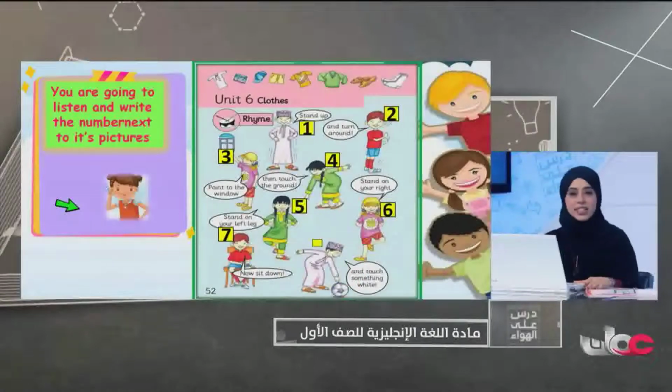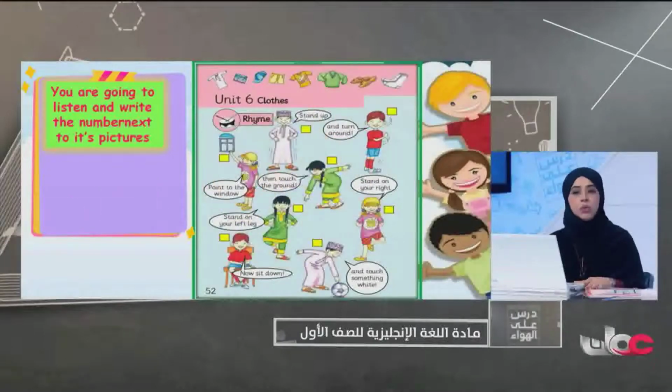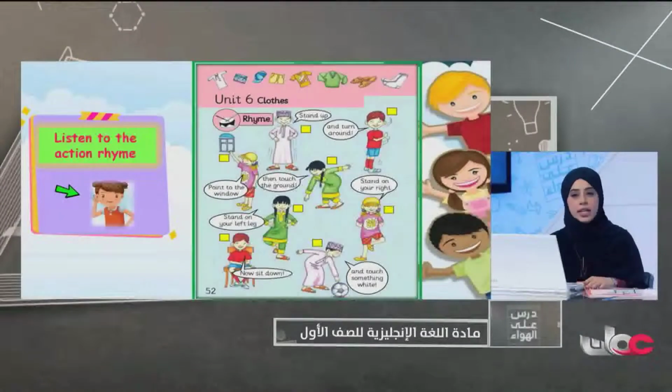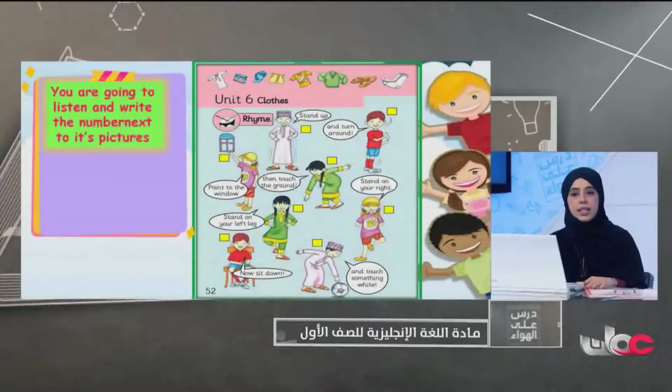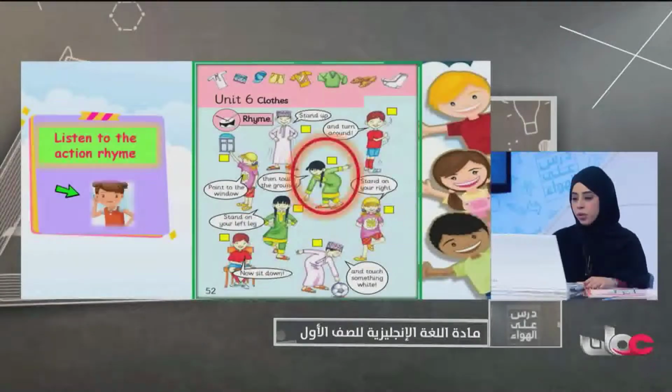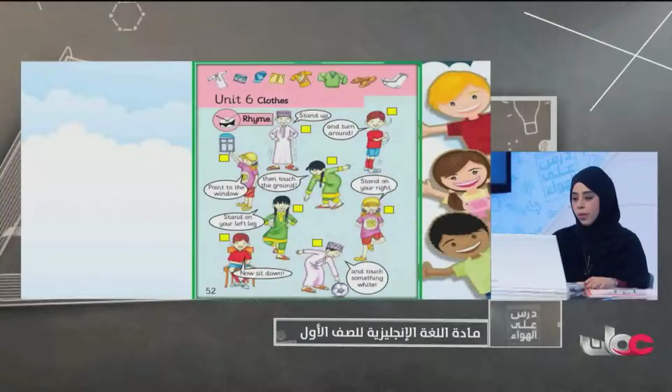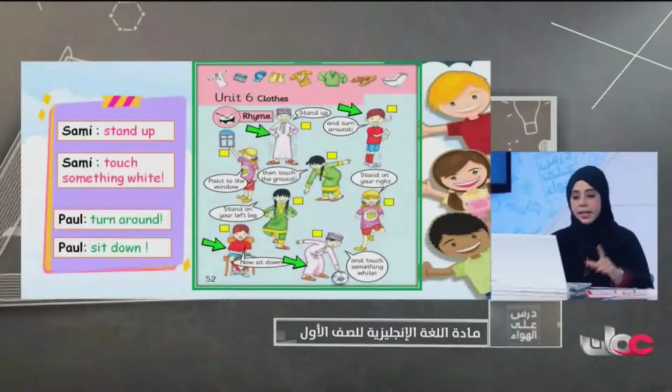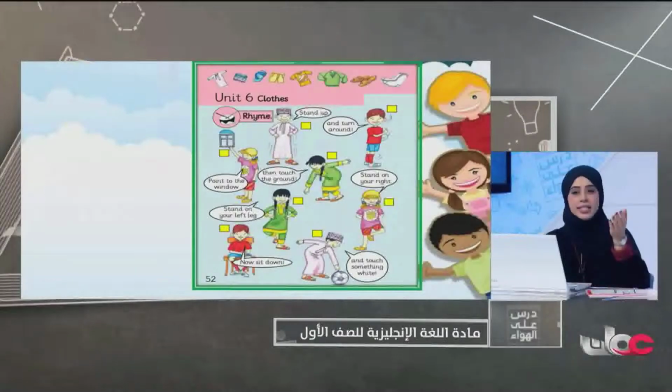So, my lovely students, now I am going to tell you some of these actions and I want you to do it. Are you ready? Let's start. The first thing I want you to do is, let me just put the circle for you to help you to know where we are. Let's start from the beginning. I want you to stand up. Can you please stand up? Very good. This time I want you to sit down. Very good. So stand up. Sit down. Stand up. Sit down.